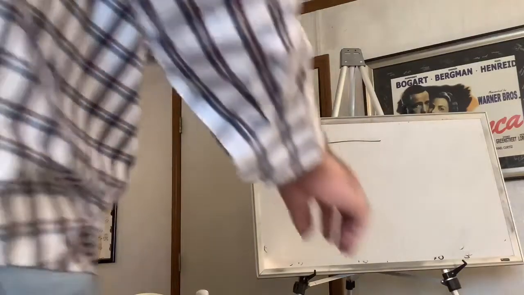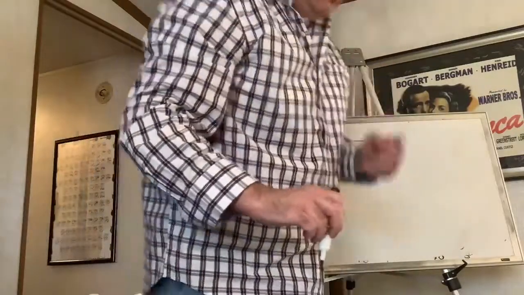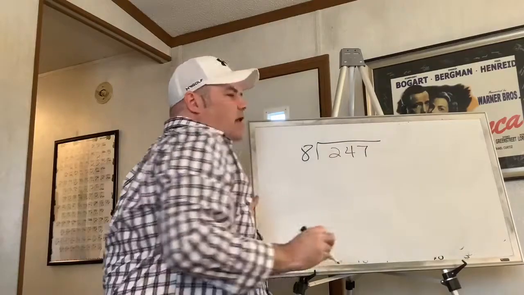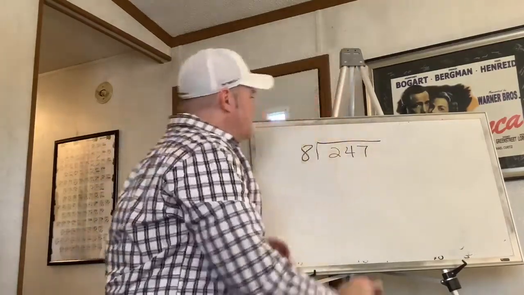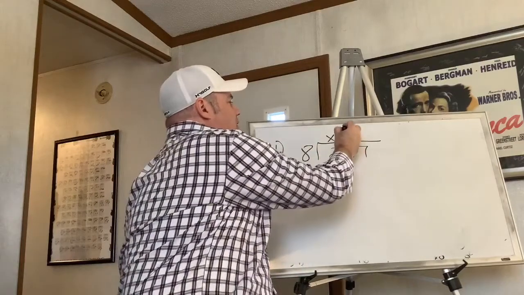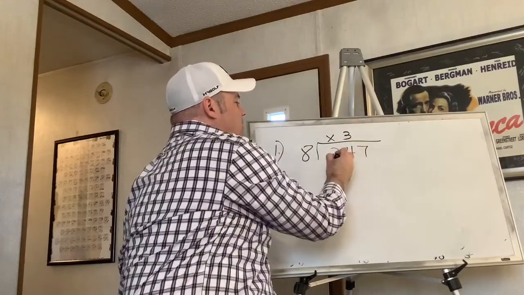Okay, so let me do the fraction remainders ones first from yesterday, and then we'll move on to the next thing. Okay, 8 into 247. 8 doesn't go into 2. This is number 1, by the way. But it goes into 24 3 times.